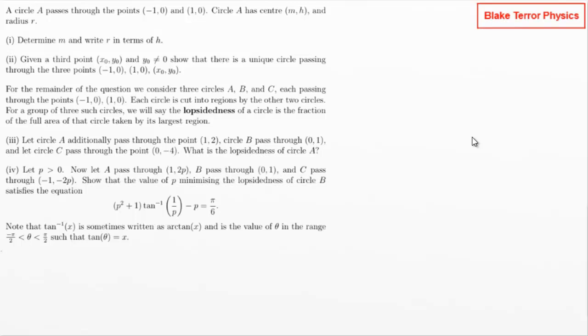Hello, this is question 4 from the 2015 MAT. A circle A passes through those 2 points. It's got centre M, H, radius R. Determine M and write R in terms of H.